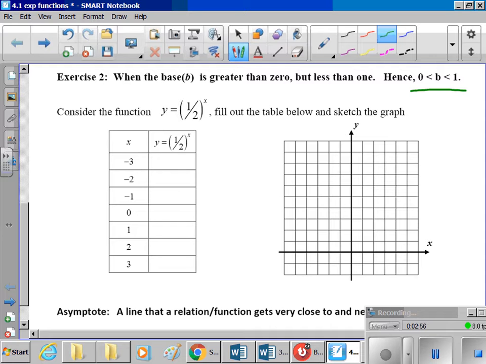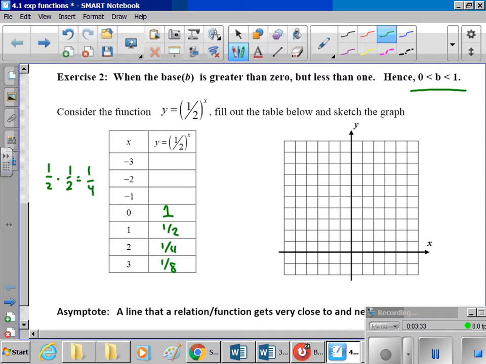So again, anything to the 0 is going to be 1, so we're going to fill in our table. 1 half to the first is going to be 1 half. 1 half squared is going to be 1 half times 1 half. It's going to be 1 fourth. And 1 half cubed is going to be 1 eighth. You can maybe see a pattern between this one and exercise 1. So if you want to take a minute to guess what the other three are going to be, feel free.